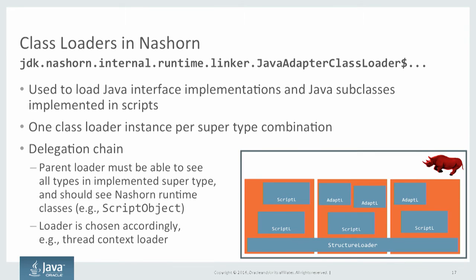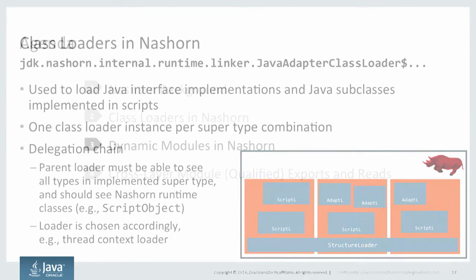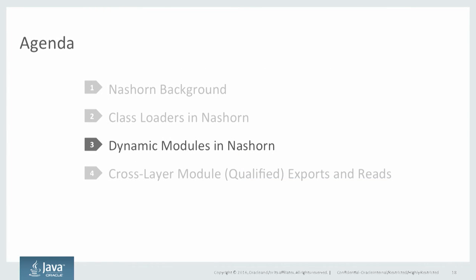That loader is then used as a parent to the adapter loader, so that the generated adapter class can see all the required reference classes. This will often be the thread context loader, but can also be another. It's determined on an individual basis as a supertype combination is met. So we end up having one loader per such supertype combination.